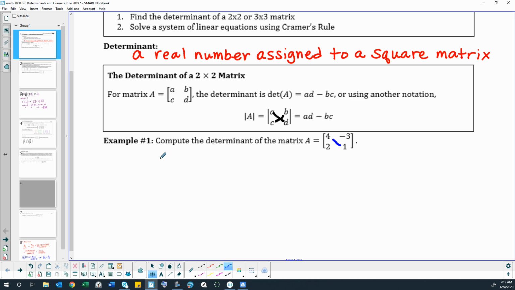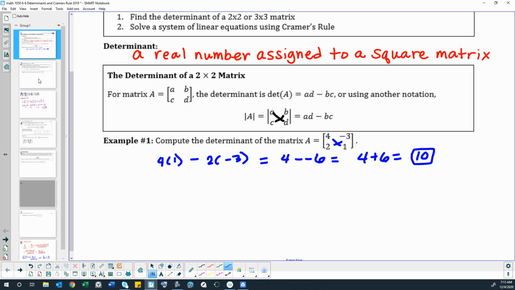So we're going to go 4 times 1. Of course, order matters, because if you do them in the wrong order, then your answer will be positive when it's supposed to be negative, or negative when it's supposed to be positive. So all I'm doing is cross multiplying 4 times 1 and 2 times -3, and then I'm subtracting those two numbers. So 4 minus -6 is the same thing as 4 plus 6, which is a determinant value of 10. So that is one number that represents this matrix.